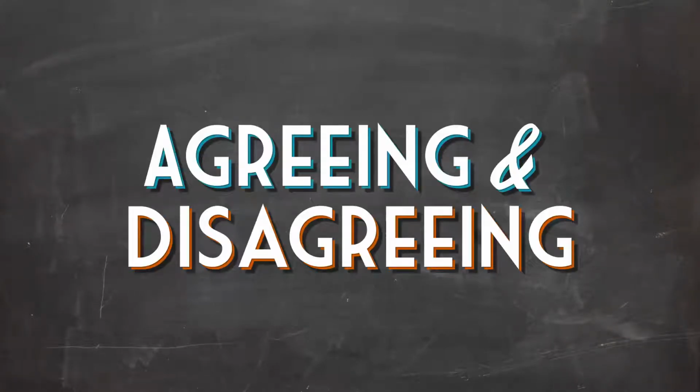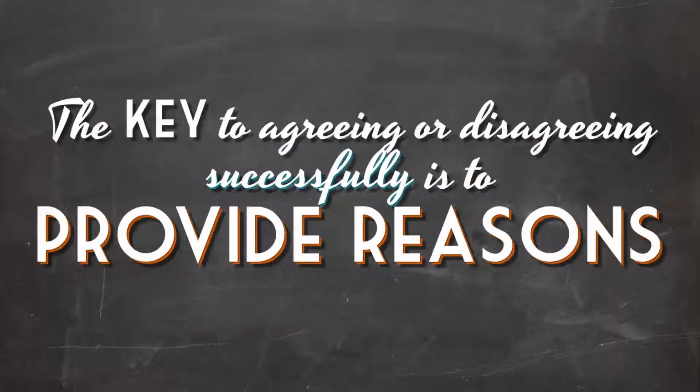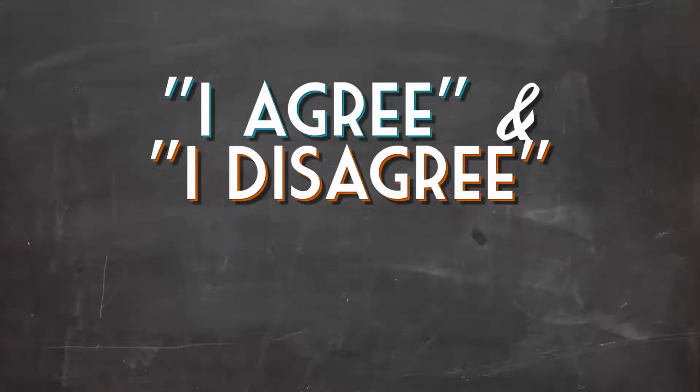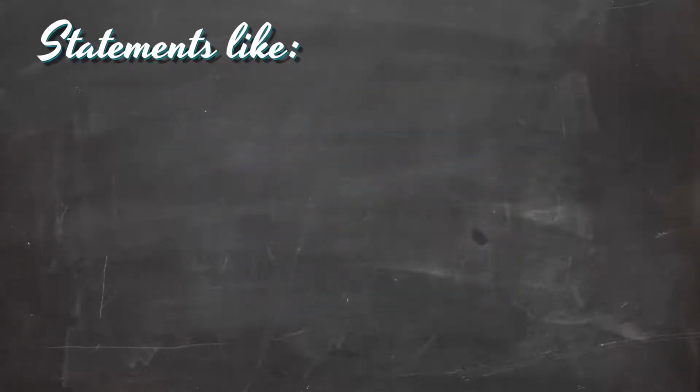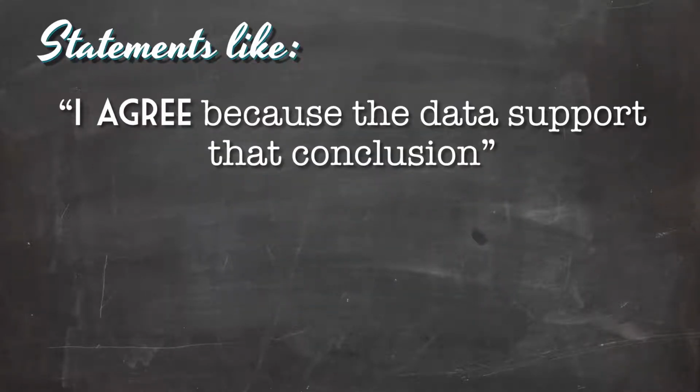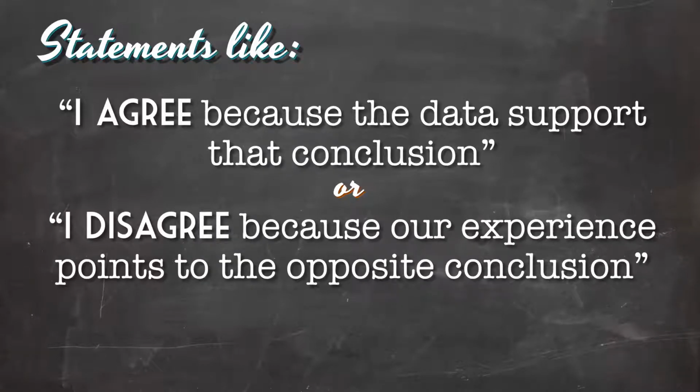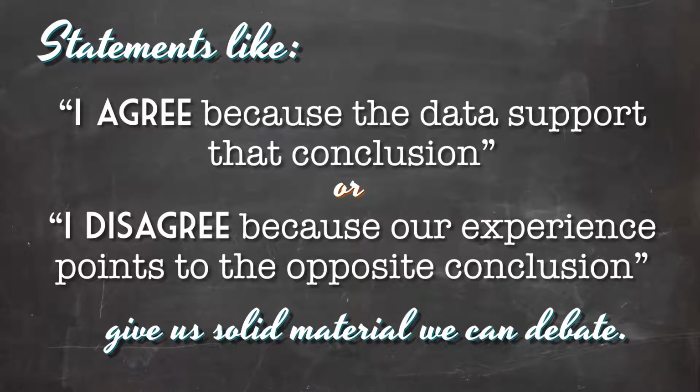Once you've mastered summary and quotation, you're ready to get into the meat of an argument, agreeing and disagreeing. The key to agreeing or disagreeing successfully is to provide reasons. "I agree" and "I disagree" don't tell us much or add anything to the conversation. But statements like, "I agree because the data support that conclusion," or "I disagree because our experience points to the opposite conclusion," give us solid material we can debate.